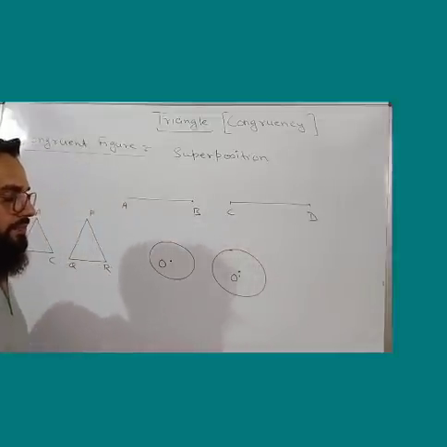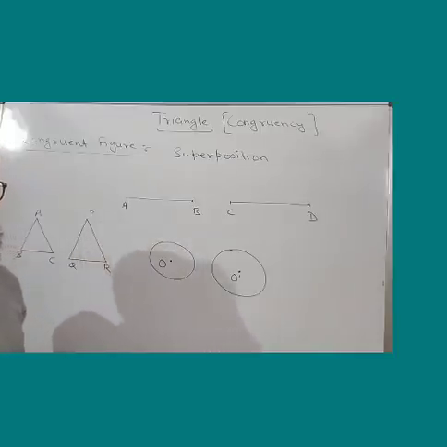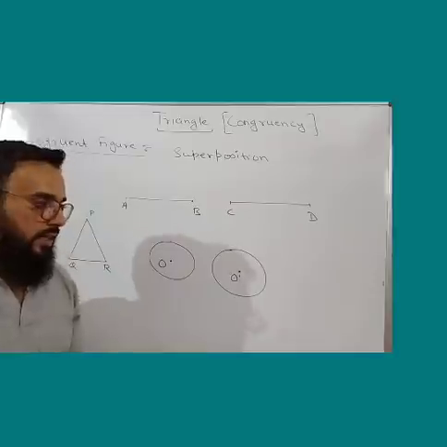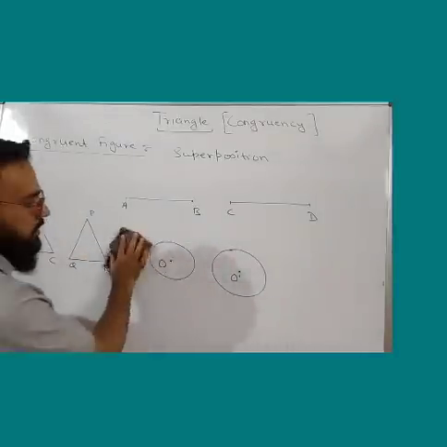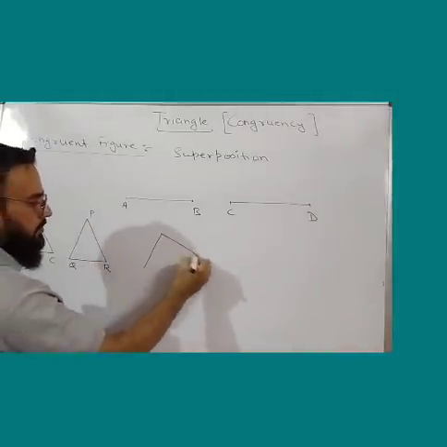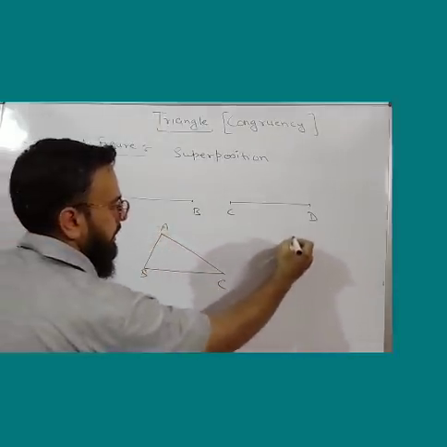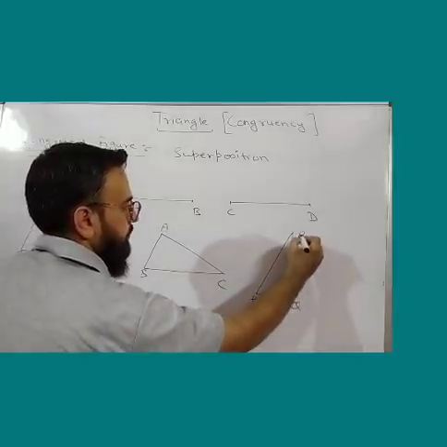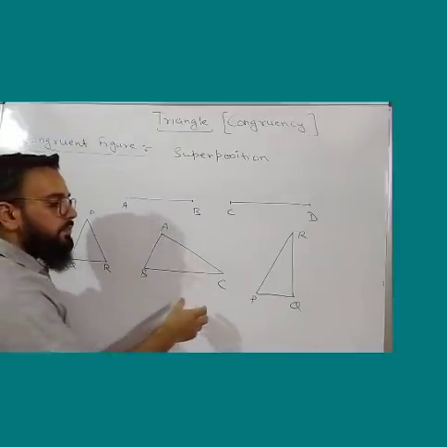But there is one problem. When we talk about lines and circles, it is easy to check whether they are congruent or not. But when we talk about triangles, we may be given the triangles in different forms. Like, suppose one triangle is given in this form, this is our triangle ABC, and another triangle is given in this way, this is triangle PQR. Then how will you check?